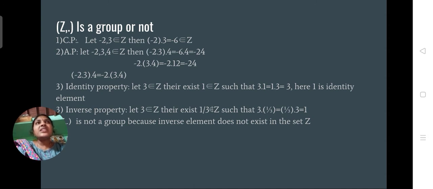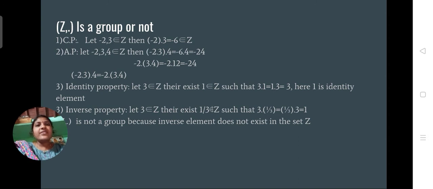But here 1 by 3 does not belong to Z. So therefore 3 into 1 by 3 is equal to 1 by 3 into 3 is equal to 1, but 1 by 3 does not belong to Z. So Z does not satisfy the inverse property. Already we said that if the set satisfies 4 properties, then that set is called a group. But here the inverse property is not satisfied by the set Z under multiplication. So therefore Z comma dot is not a group, because here the inverse element does not exist in the set Z.